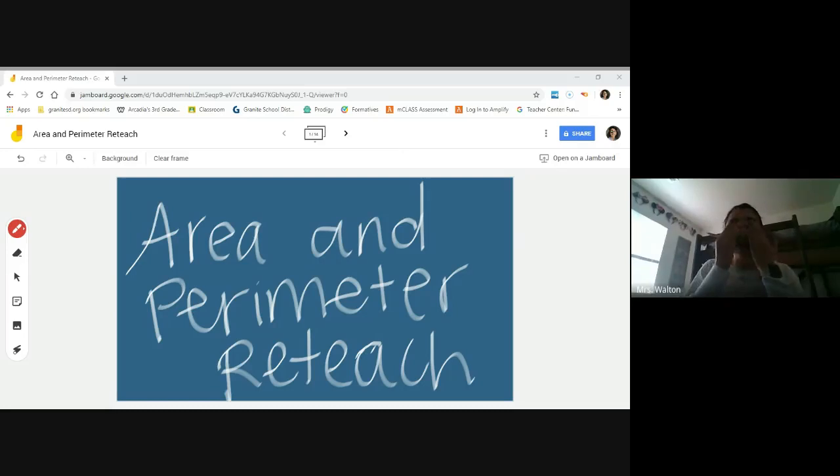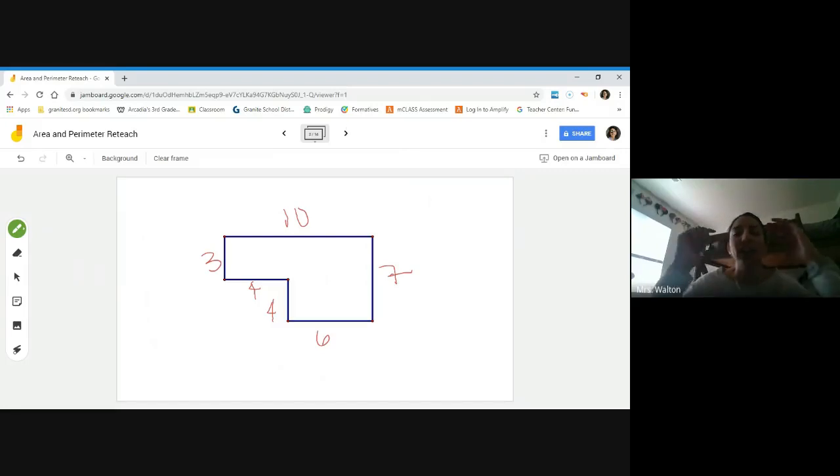Yeah, so 4, 5, and 6, 3 levels we did today. And let's take a look here. Let me change colors. So, irregular area. So it's asking for the area of a shape like this.